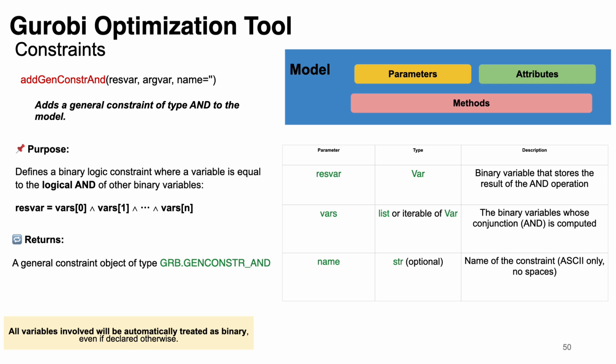There is an important under-the-hood behavior to note here. Any variable you include in an AND constraint will be automatically treated as a binary variable by the solver, even if you accidentally declared it as continuous earlier in your script. Gurobi is smart enough to know that logical conjunction only works with true-false statements.